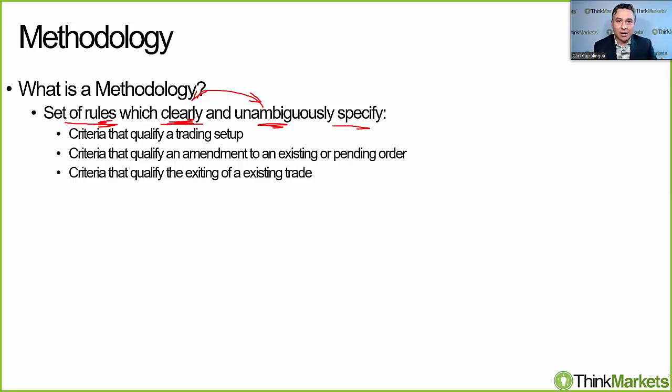Is today's high higher than yesterday's high? Well, it either is or it isn't. And is there a medium peak there? Well, either it is or it isn't. And we're going to use these criteria to qualify a trading setup, to qualify when we change an order. So we might have an order in the system to buy if the price breaks above the previous medium-term peak, and therefore moving us into a medium-term uptrend.